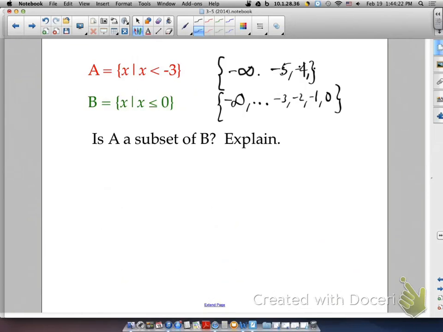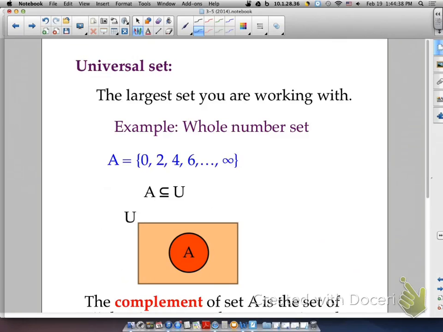Okay? So the question is, is A a subset of B? And the answer is yes, because every element in set A will have a corresponding element in set B. The only things that differ are -2, -1. Okay. All right.